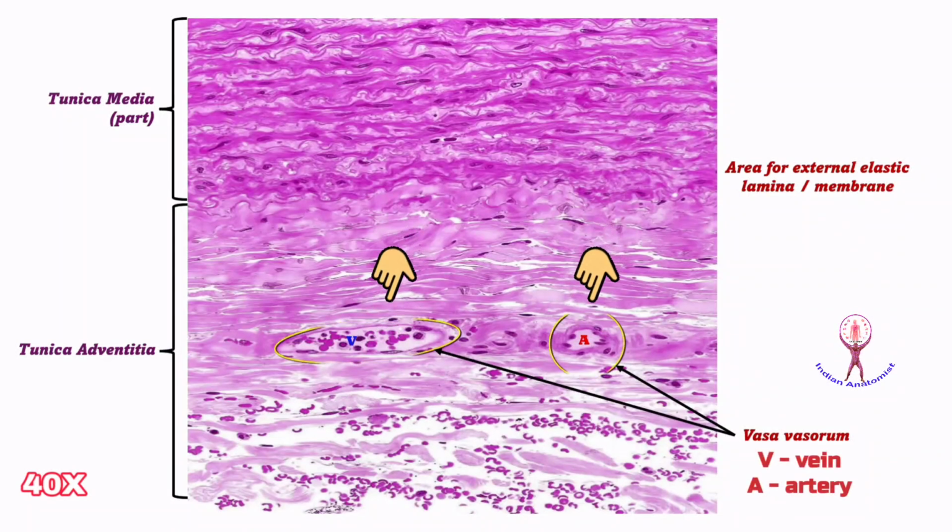The vasa vasorum are small blood vessels characterized by a lumen, which is lined with endothelial cells, and encircled by pericytes or smooth muscle cells. The vasa vasorum supplies the entire tunica adventitia and the outer two-thirds of the tunica media. The nutrients from the luminal blood are supplied to the remaining layers via endothelial diffusion.